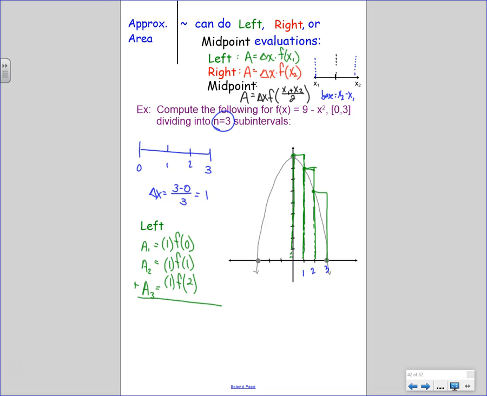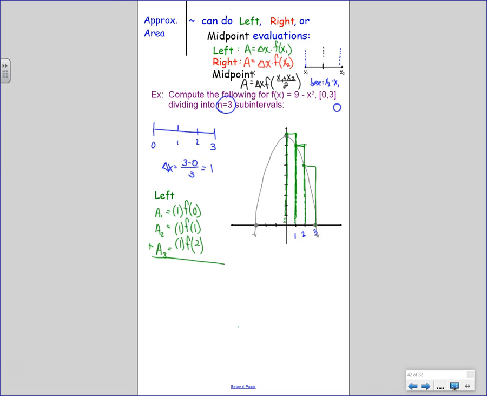Now here's the cool thing, the AP doesn't need you to draw a picture, the AP doesn't need you to even write out the snazzy A1, A2, A3, although my brain understands that a little bit easier. But what you could also do is say, hey, my left Riemann approximation is equal to 1 times f of 0 plus 1 times f of 1 plus 1 times f of 2. That's the work I want to see. Now technically, does the expression up above show that exact same thing? Yeah.